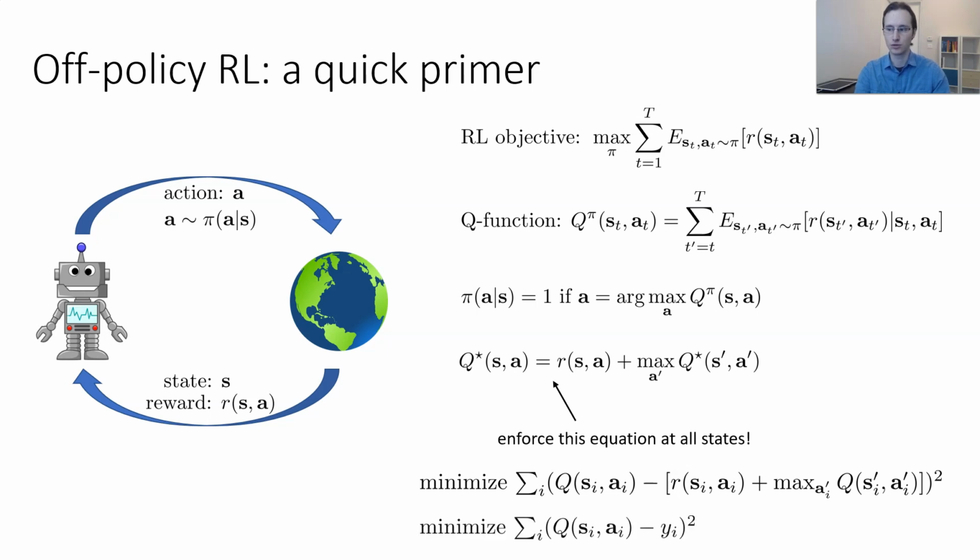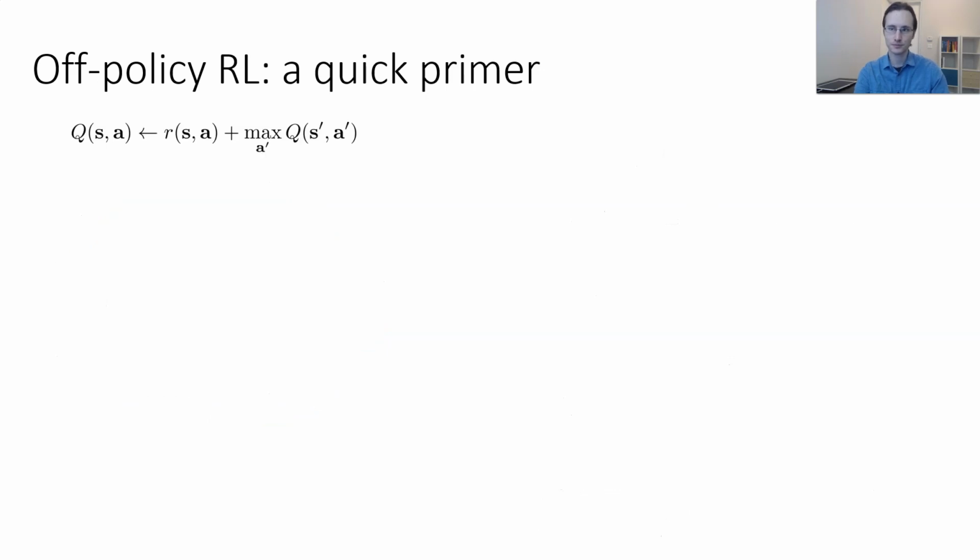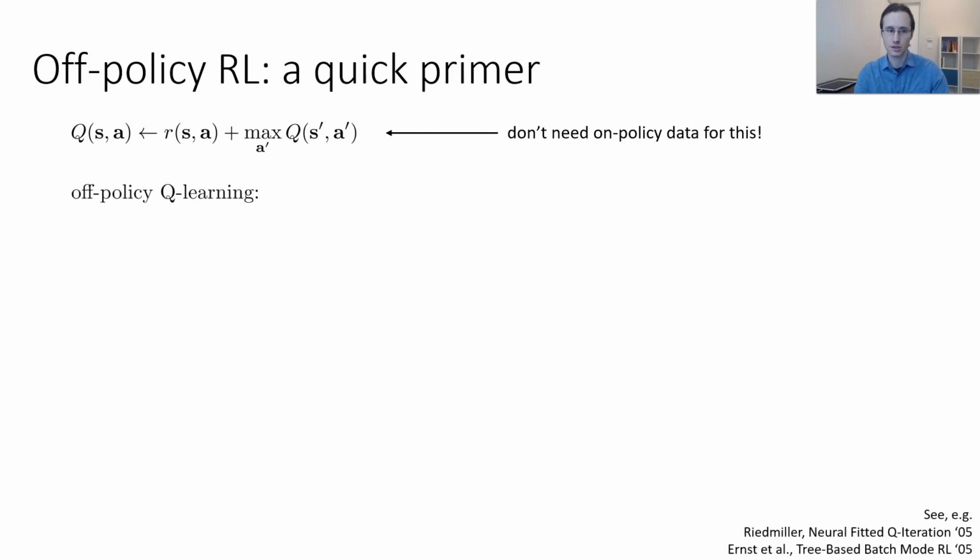If you see me write Q minus Y, Y is just shorthand for the target value, the right-hand side of the optimal Bellman equation. Now, the crucial thing about these Q-learning algorithms is that you don't need on-policy data to evaluate the right-hand side of this equation. You can take any S, A, S prime tuple, perform the max over A prime, and use that to update your Q function, even if your current policy would never have taken action A in state S. So this suggests a family of off-policy Q-learning algorithms.